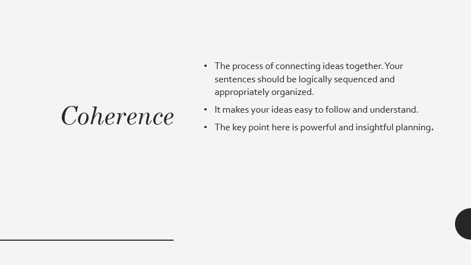And the key point here is powerful and insightful planning. Before you go and write, you have to stop and plan. You have to think, you have to outline. What am I going to write about? And you have to write an outline. You have to write the main points you are going to explain and develop in your essay. To do it, you can use a concept map or a reverse map. What's a concept map? What's a reverse map?